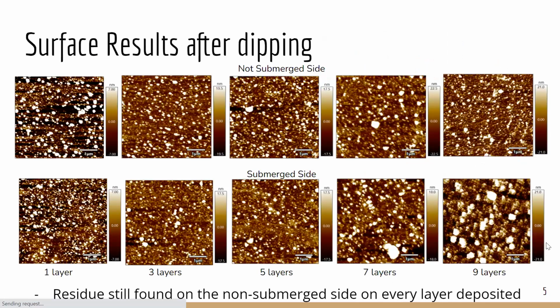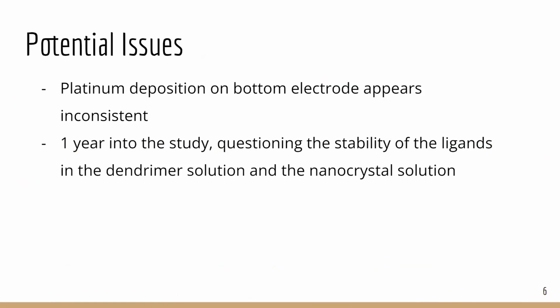So one of our dipping methods was to dip half of it and expose half of the bottom electrode. This process was not completely successful because, as the topography results shown here show, the non-submerged side did not have a significant height difference than the submerged side. But we were able to do some conductive testing. It just wasn't very conclusive.